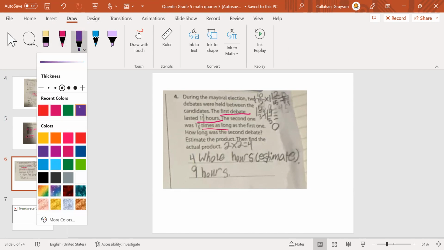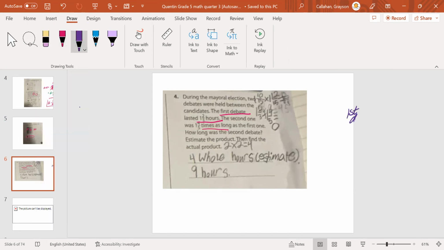Okay, so we're going to start off with the first debate. How long was the first debate? 1 2/3, right? So then the second debate is going to be 1 4/5 longer. So it's 1 4/5 times the first debate, right?